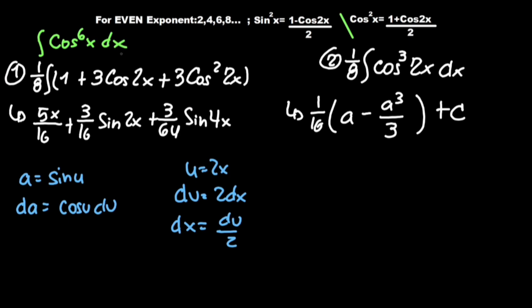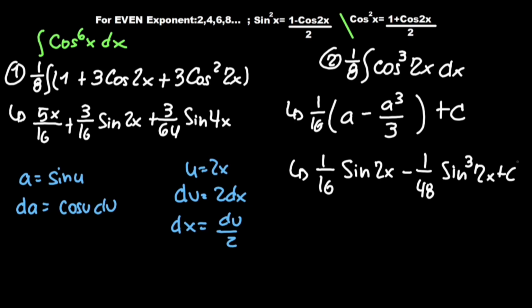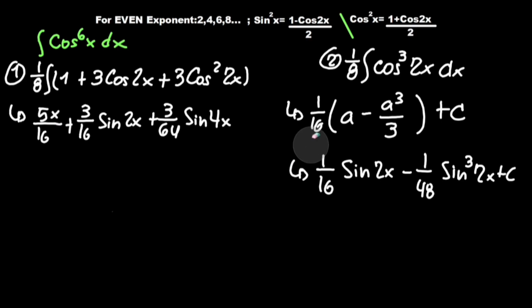Putting back a into its original form, we would have 1 over 16. a here would be sine of u, and u here is 2x, minus 1 over 16 multiplied by 3 would be equal to 48. And a here is sine cube of 2x plus c. And so we have now our answer for this integral.